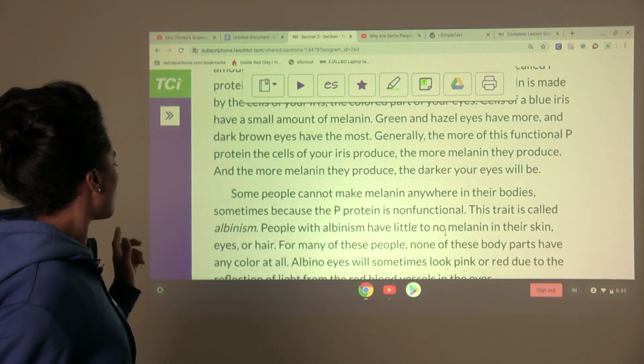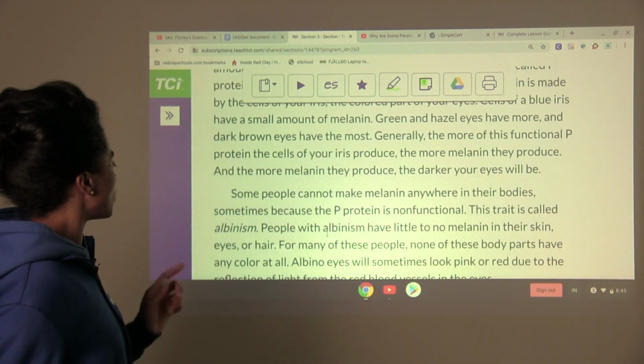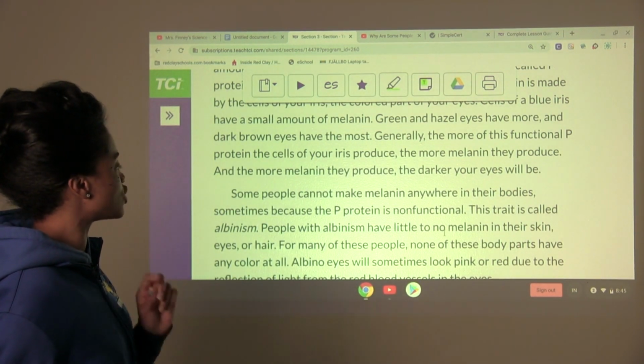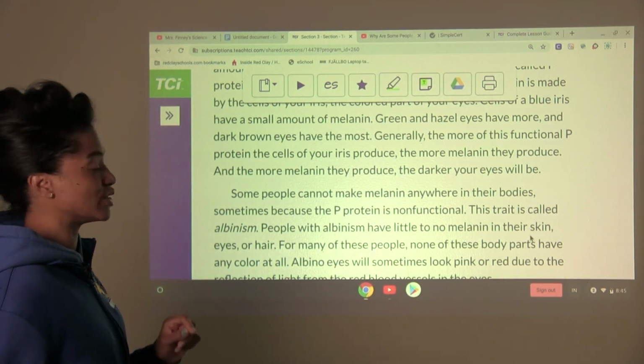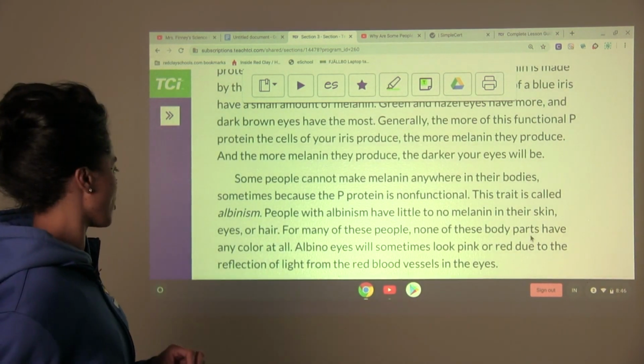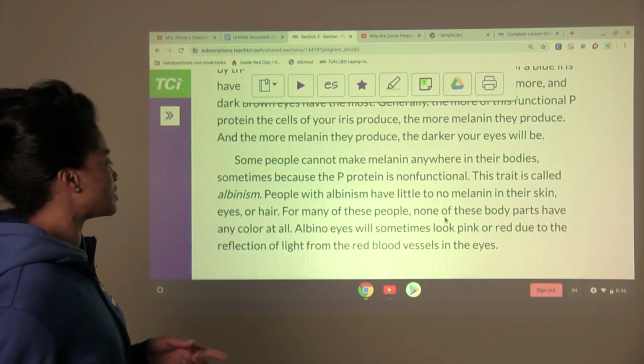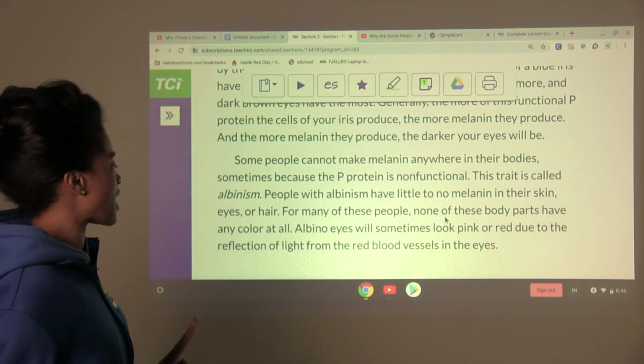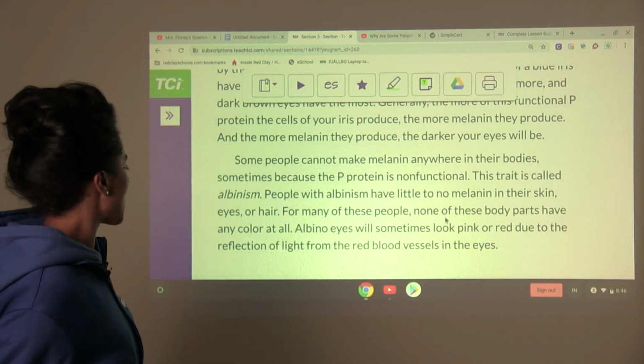This trait is called albinism. People with albinism have little to no melanin in their skin, eyes, or hair, okay? For many of these people, none of these body parts have any color at all.